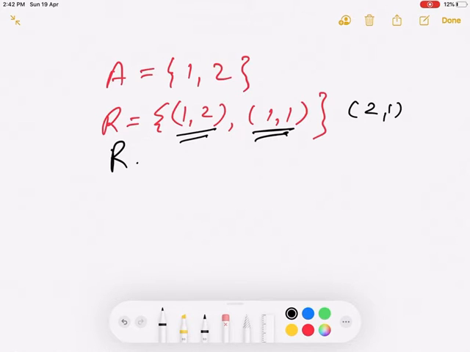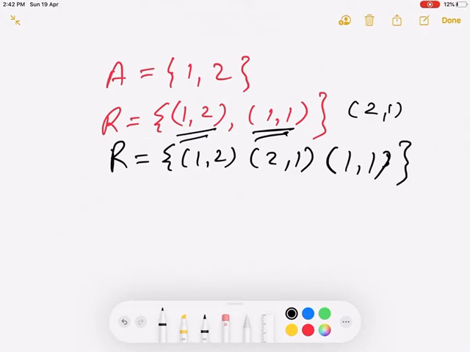For this relation to be symmetric, we should have 1 comma 2, we should have 2 comma 1, and we should have 1 comma 1. That is how we can say that this relation is a symmetric relation. For a relation to be symmetric, for every a comma b belonging to R, b comma a should also belong to R, otherwise the relation will not be symmetric. So here this was an example of a symmetric relation.